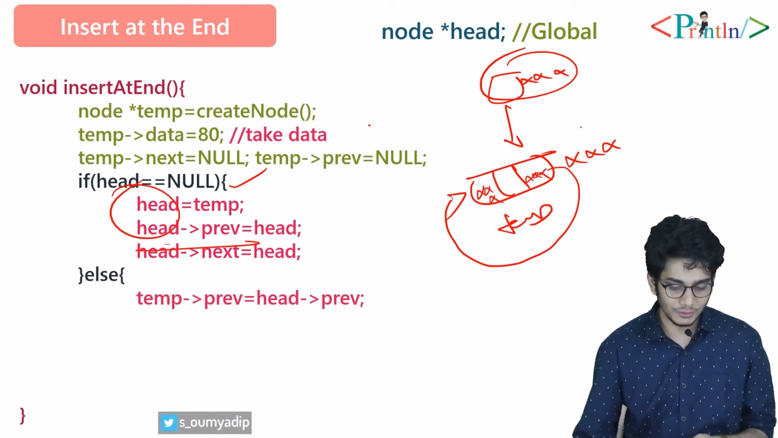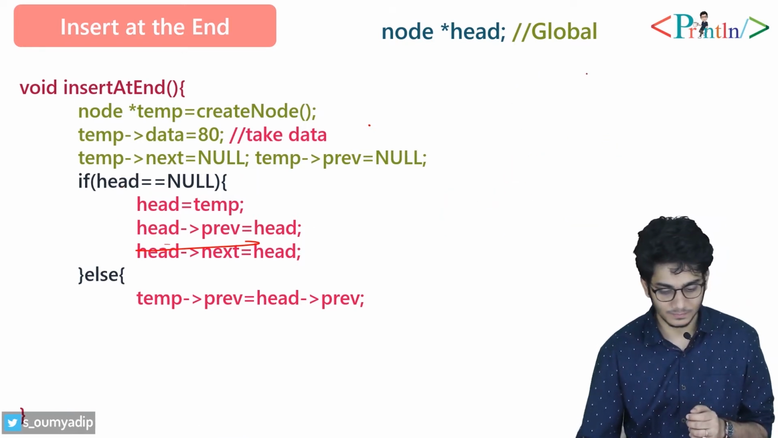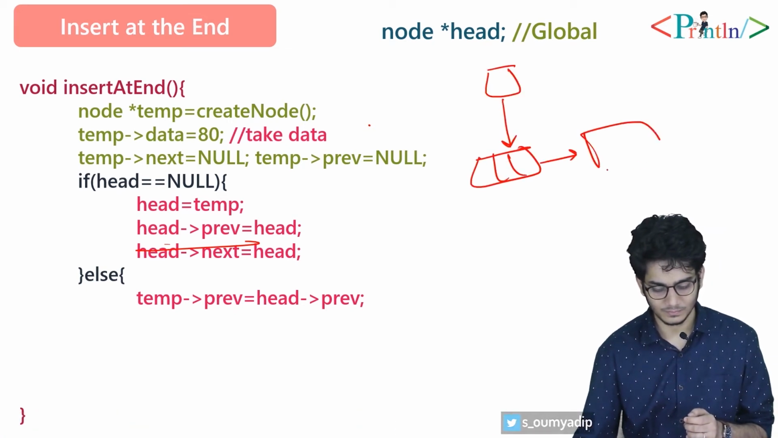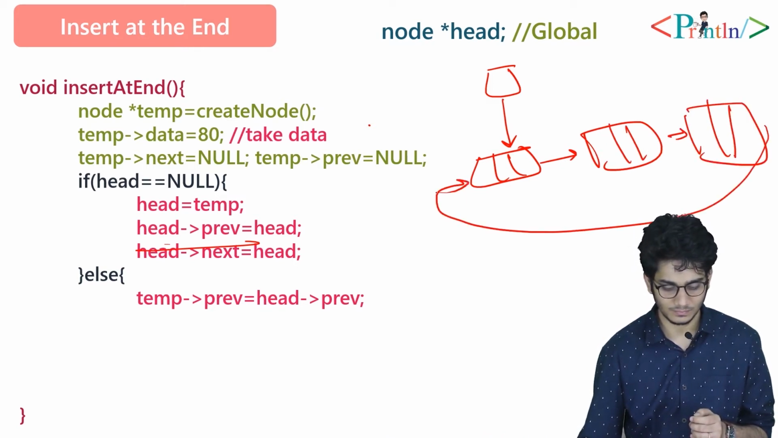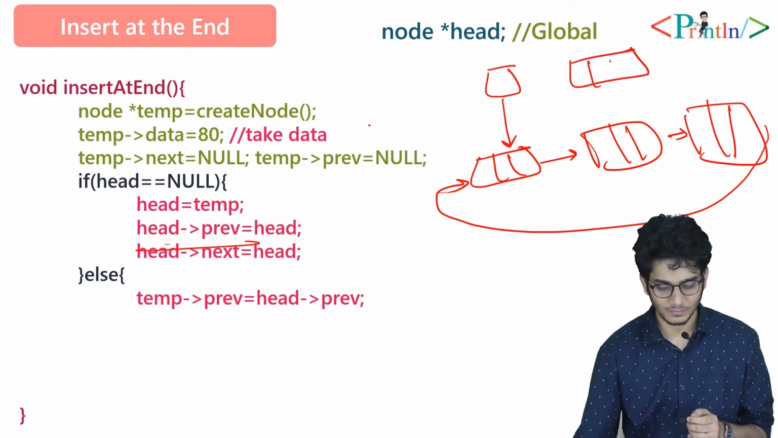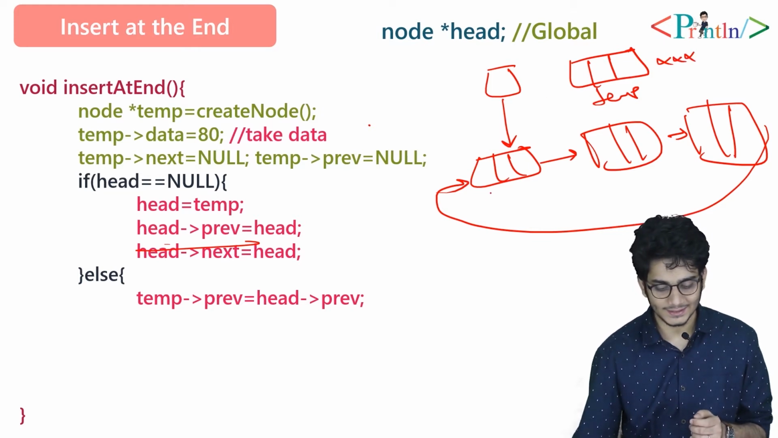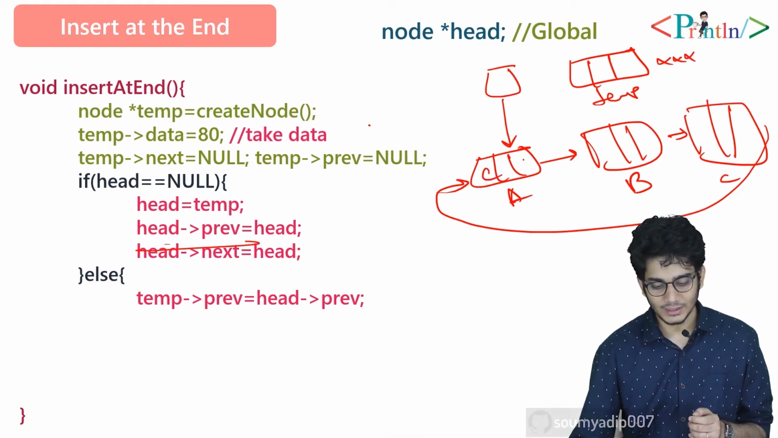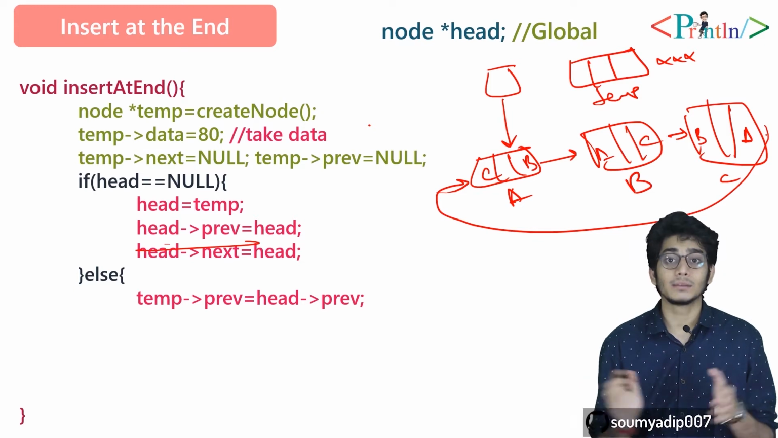So at first, let me draw a list. Let's say this is the temp and the address of temp is XXX. Then A, B, C. A will be pointing to C, A will be pointing to B, B will be pointing to A, C, B, A. So this is what a doubly circular list is.